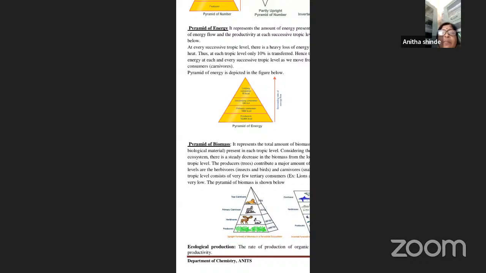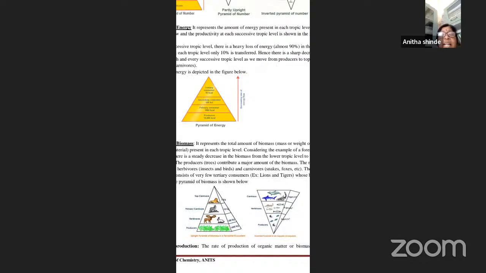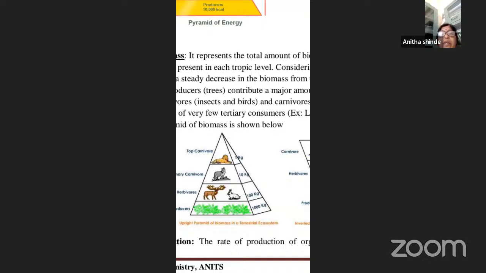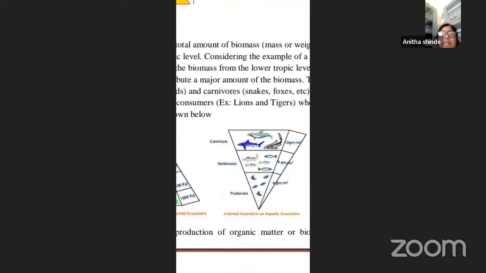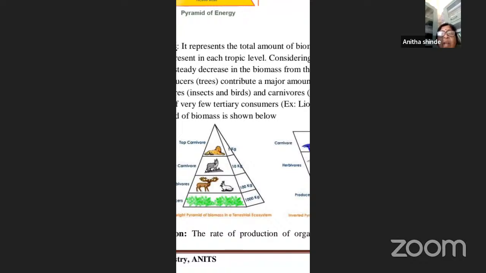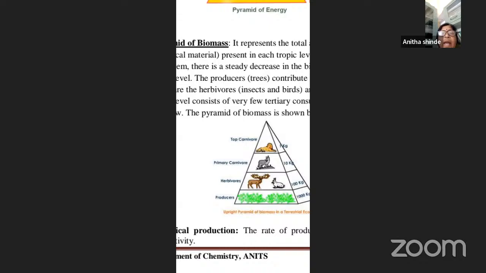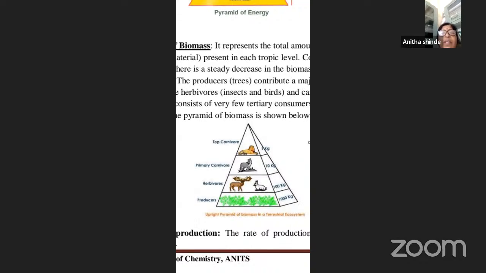So here the pyramid of biomass actually will take a reverse shape. Here, this is the pyramid of biomass in a terrestrial ecosystem, and this is an inverted pyramid in an aquatic ecosystem. So here, see, first is what? Producers. Always you have to start with producers. Okay, so producers, then you have the herbivores, then you have the primary consumers, and then you have the top consumers. But here we are talking with reference to the biomass.